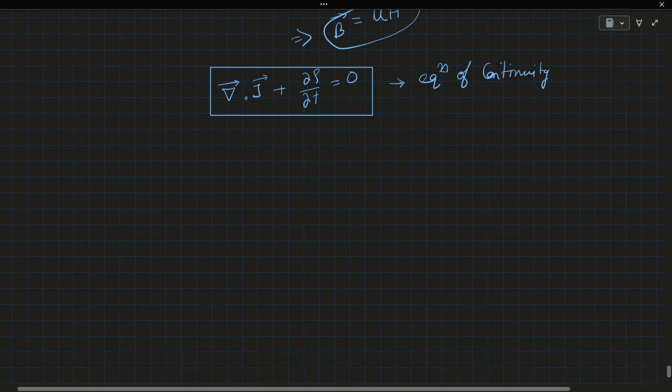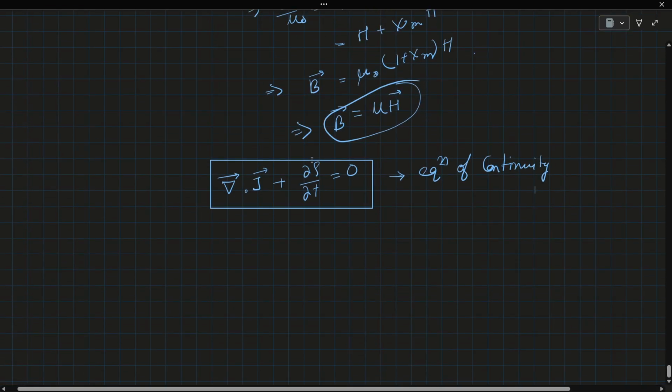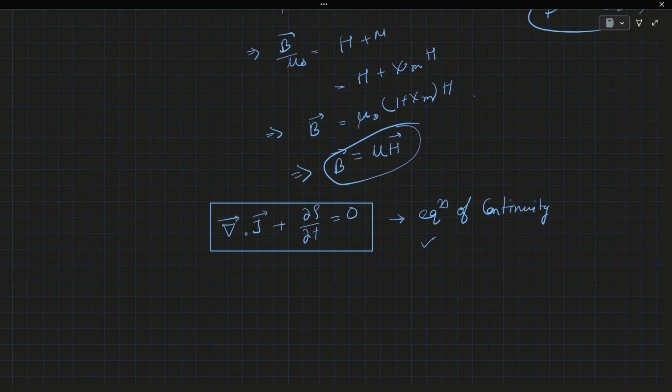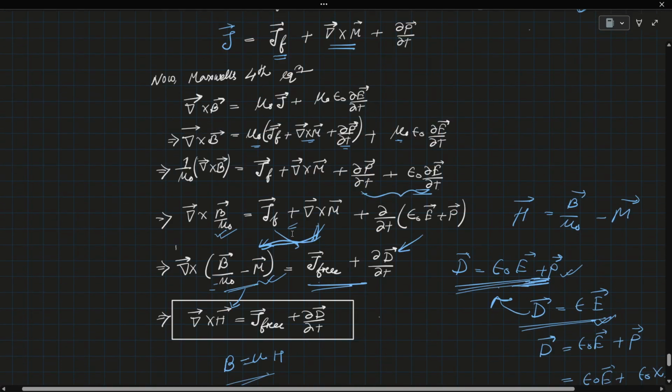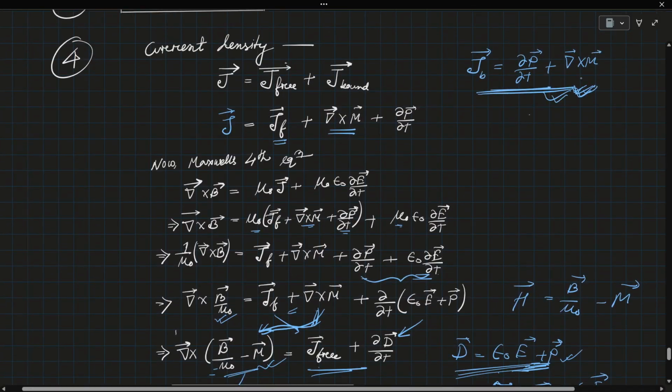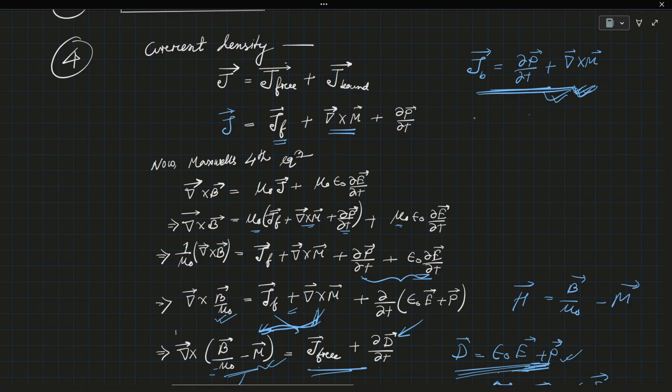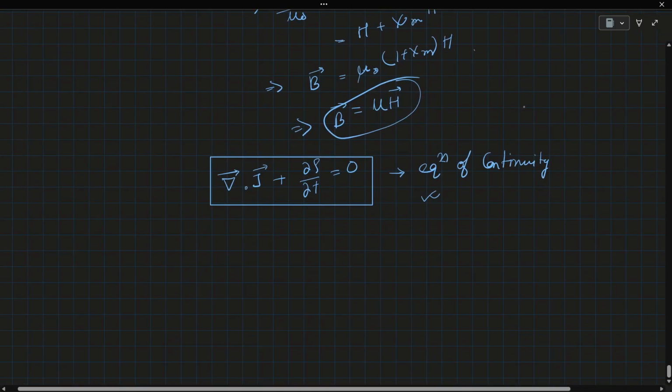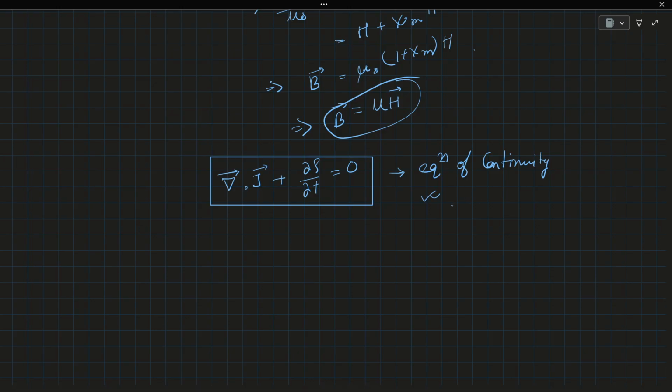In your basic examination, these things are not so much important. If you just remember this term, then you will be able to answer all these questions, and this derivation is also limited to this portion. So the main concept here is that this is the equation of continuity, right?